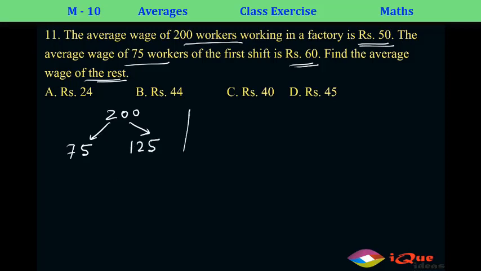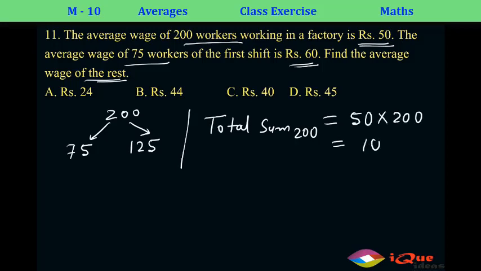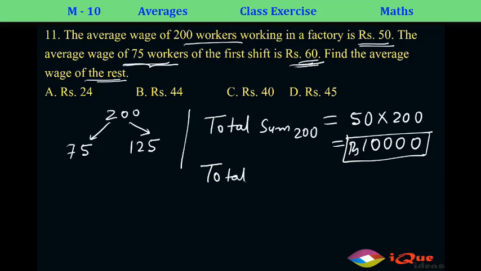Alright. Now the total sum for all 200 people, the average is 50. So 50 into the number of people, 200. So that comes out to be 10,000 rupees. So the total sum of all 200 people is 10,000 rupees. The average of the 75 workers of the first shift is 60 rupees. So the total sum for those 75 people will be equal to 60 rupees per person into 75. Now 60 into 75 is equal to 4,500.